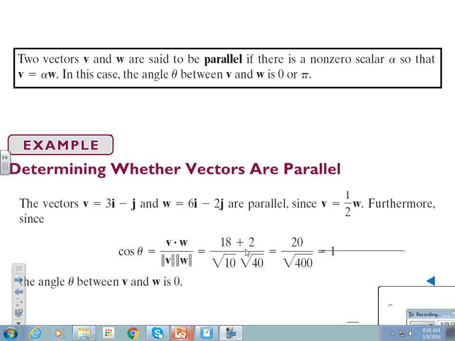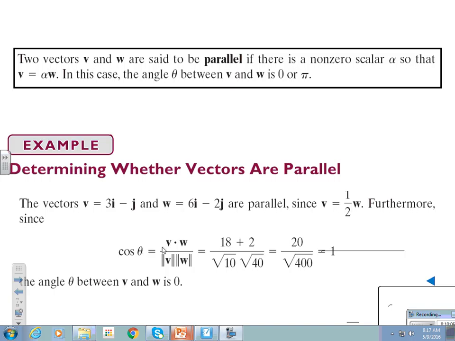The dot product is 3 times 6 is 18. Negative 1 times negative 2 is 2. So our top is 20. The magnitude of vector v is 3 squared plus 1 squared, which is square root of 10. And the magnitude of w is 6 squared is 36 plus 2 squared is 4, that's the square root of 40. 10 times 40 is 400. Square root of 400 is 20. 20 divided by 20 is 1.